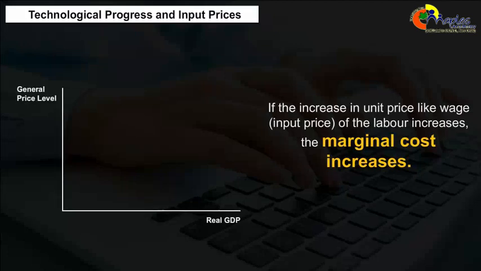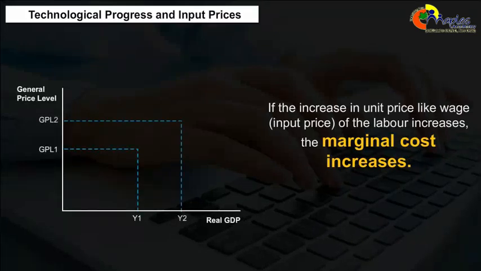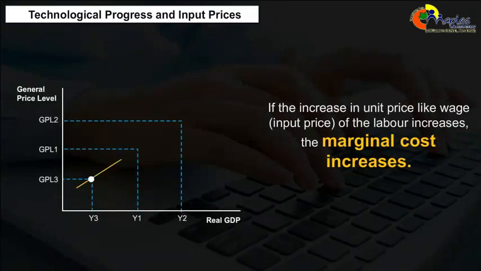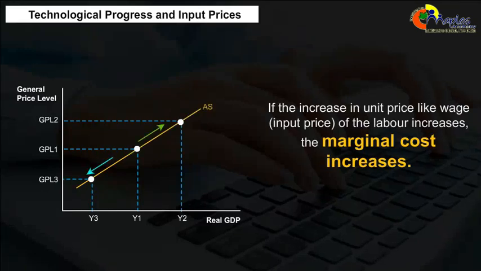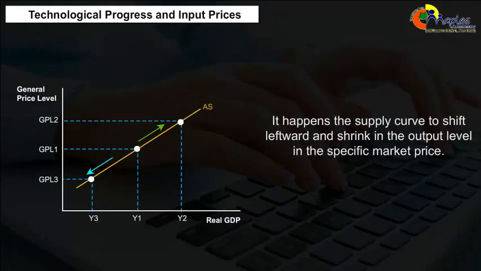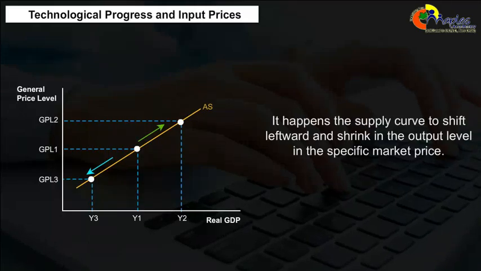If the unit price of an input, like the wage of labor, increases, the marginal cost increases. This causes the supply curve to shift leftward and the output level to shrink at the specific market price.